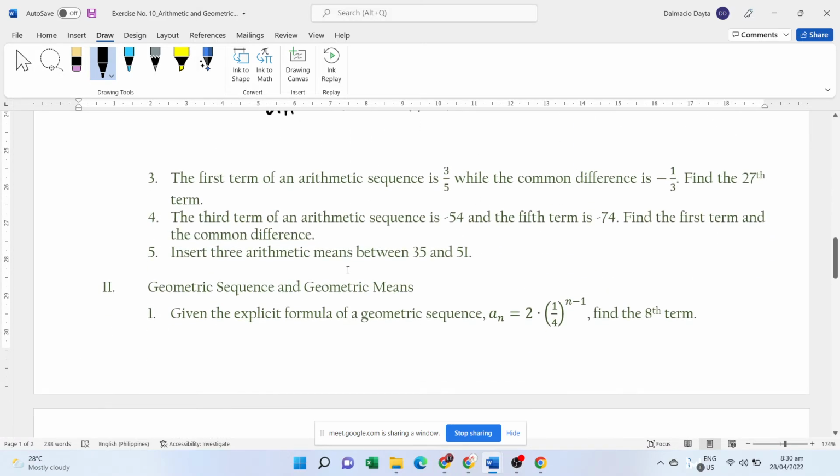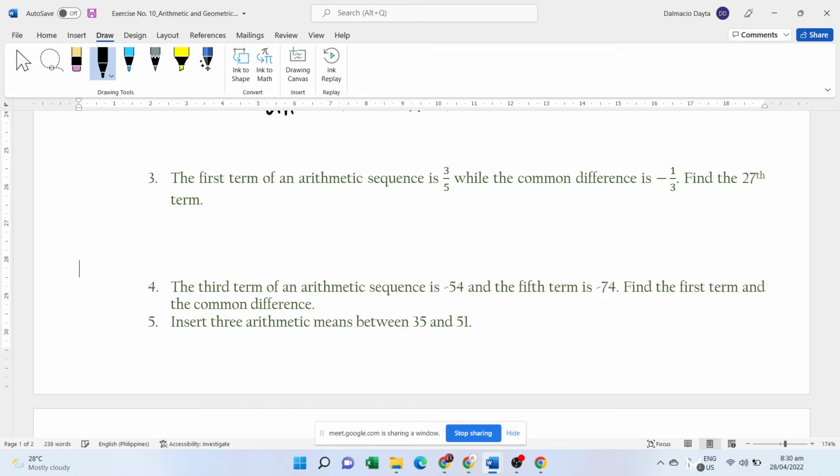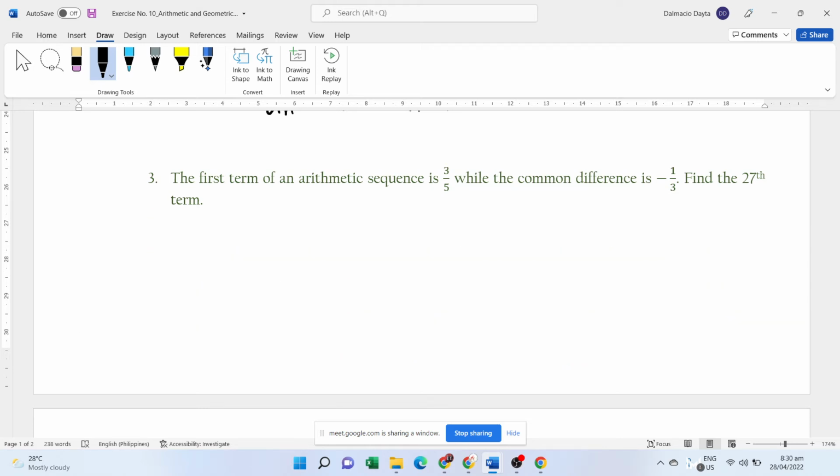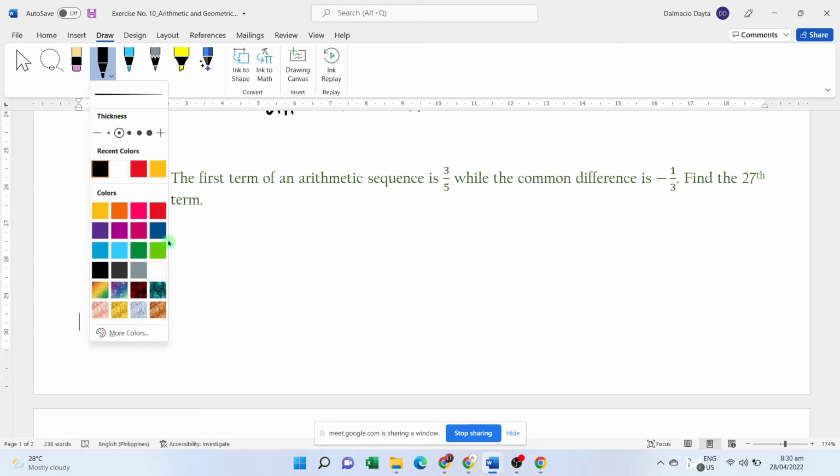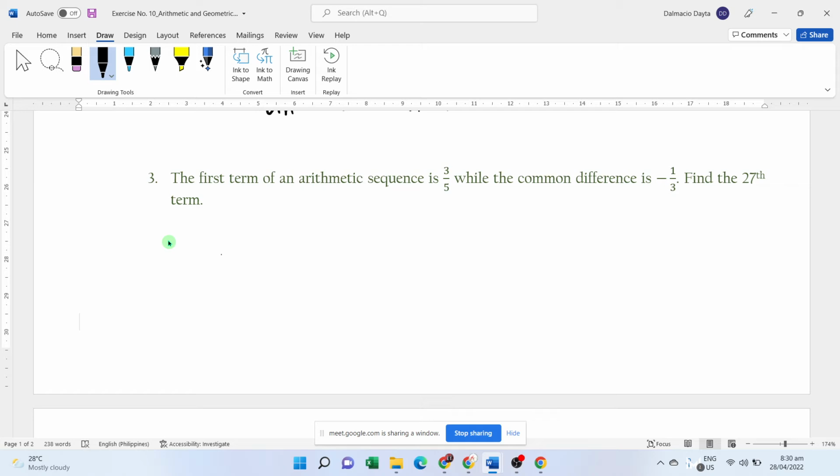Next, number 3. The first term of an arithmetic sequence is 3/5, while the common difference is negative 1/3. Find the 27th term. So, hindi na ako humingi ng answer dito because this is a very easy one. A walk in the park, no? If you watch the video and if you remember the formula, ulitin natin. You don't have to memorize forcibly the formula. You just write it over and over while solving a problem.